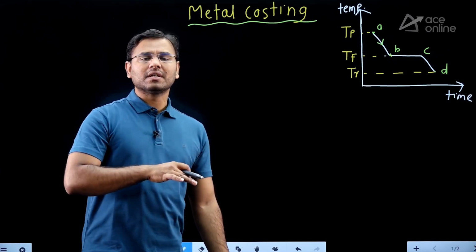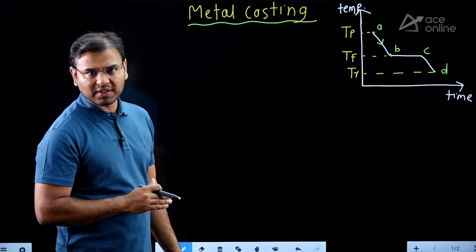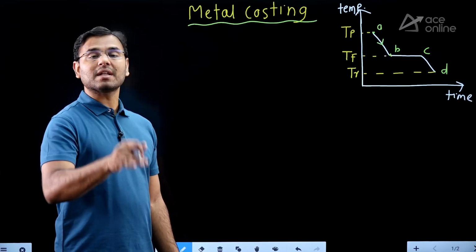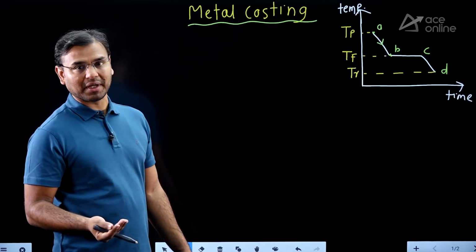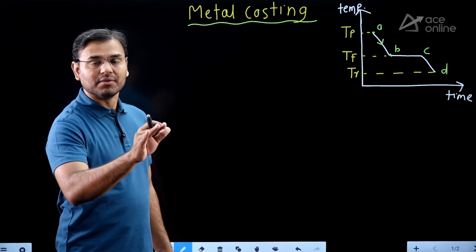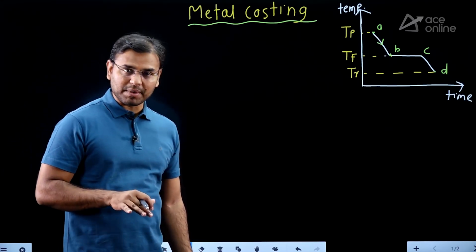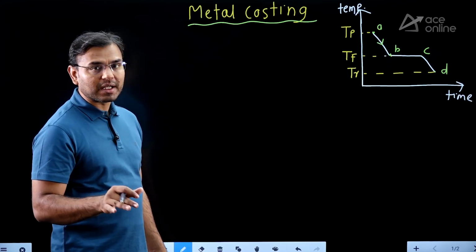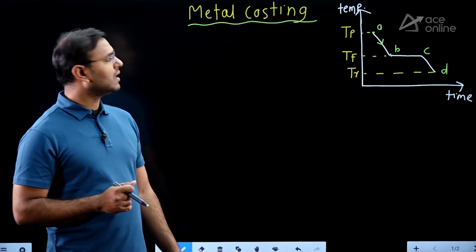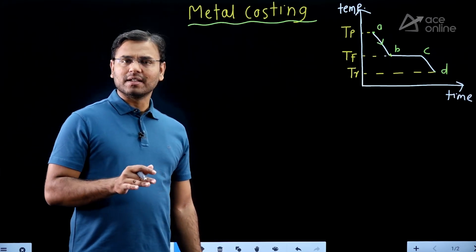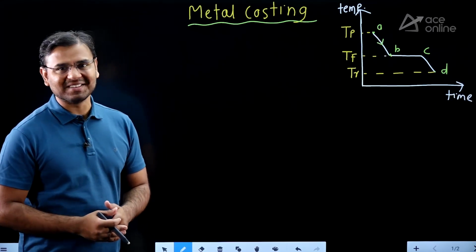Now guys, some students face confusion about the difference between the melting point temperature and the freezing temperature. Both temperatures remain the same, but melting temperature means when we are converting solid into liquid, when we are supplying the heat. And we use the freezing temperature when we are cooling the molten metal, converting liquid into solid. Both temperatures remain the same, but the condition is reversed, right?